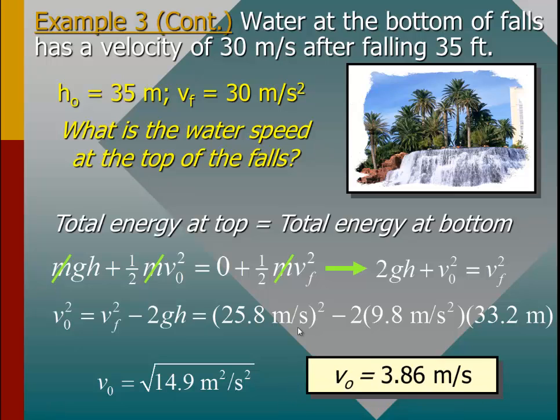So the crucial part here is that at the top it has potential energy. It has an initial kinetic energy because the water is moving. At the bottom it has no potential energy and has a final kinetic energy. After that we just solve for the unknown.